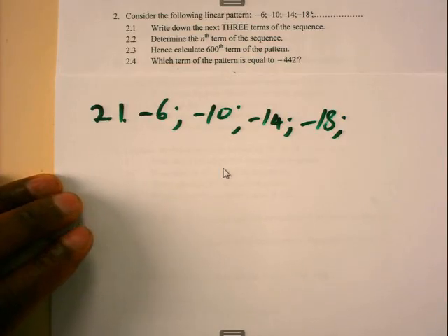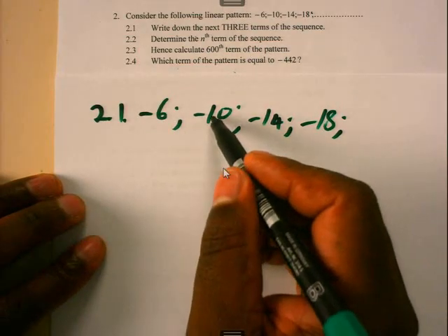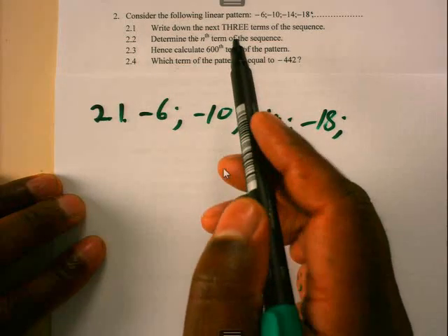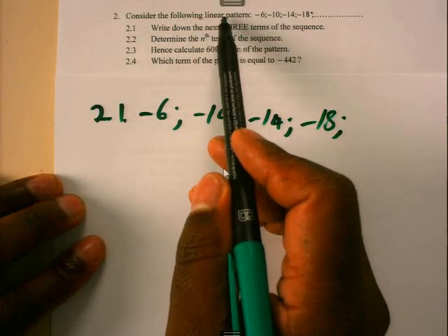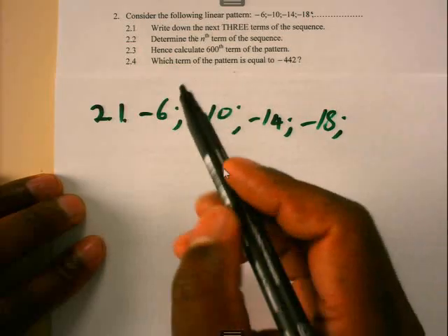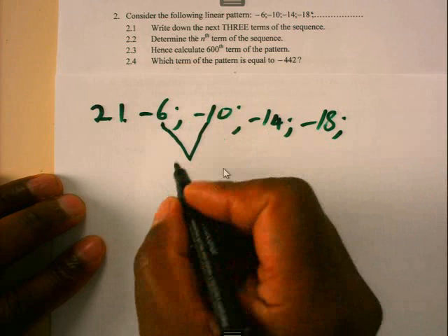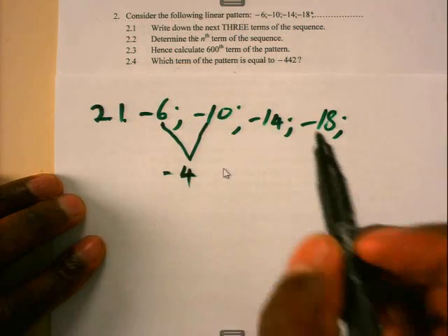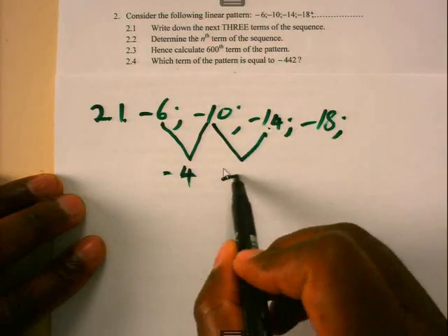To write down the next 3 terms of the sequence, you just have to keep on subtracting 4. The common difference here is -4. Check: it is given that this is a linear number pattern, so the first difference is common. -10 subtract -6 gives -4. -14 subtract -10 still gives -4.